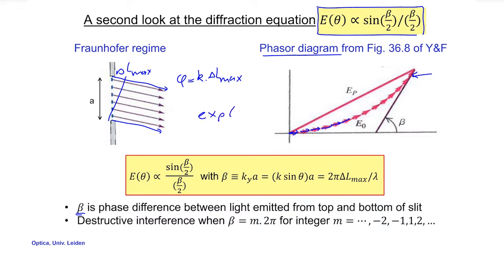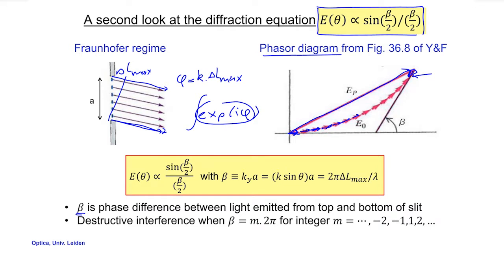The standard phasors of the form exponent i phi. And you see here as a reference, it's the light from the bottom of the slit. And if you go to other sources, you see that these phasors, they bend, they point in different directions. And you have to integrate all these phasors to find the total field from the slit.